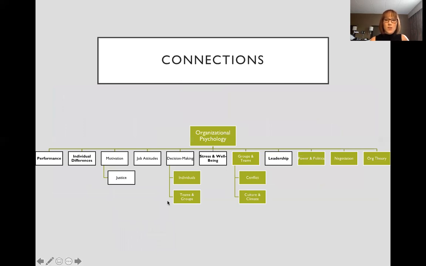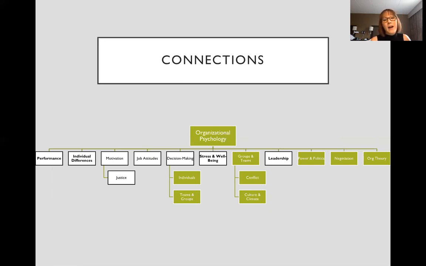So here's the organizational psychology side of things. It's a little bit dense, so I also tried to distill it a little bit. The things in white are some of the things that relate to what we have been talking about in the past to some extent. A lot of the things in terms of motivation, job attitudes, decision-making, stress and well-being, leadership, individual differences in performance, those are all things that presumably to some extent we can predict based on our assessment of job applicants.